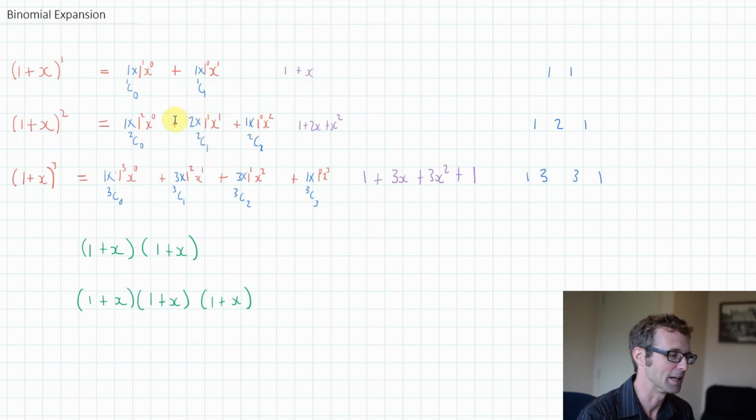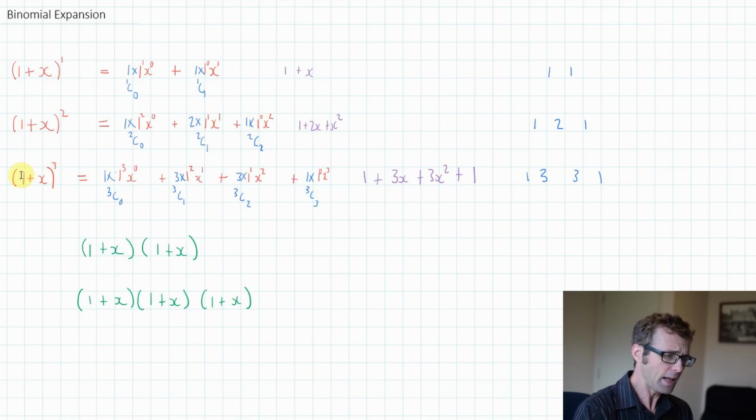Let's try 1 plus x squared. Remember, in Pascal's triangle we have this 1, 2, 1 for when we're expanding 1 plus x all squared. And what you see is if we use 2 choose 0, that gives us a 1, and we times it by 1 squared, x to the power of 0, we get this 1 term. When we do 2 choose 1, we get the number 2, and if we times it by 1 to the power of 1, x to the power of 1, we get our 2x term. And if we do 2 choose 2, we get 1, and we times that by 1 to the 0, which is 1, times x squared, which is x squared.